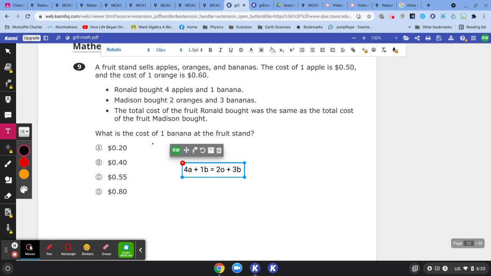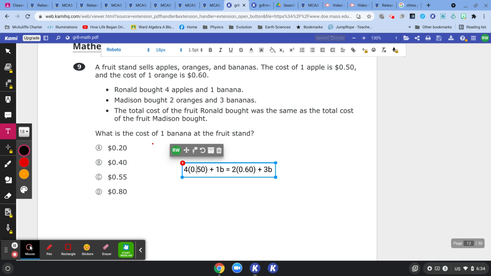Now I'm going to look at the information I've been given. I've been told what an apple costs, so instead of A, I can say 0.50. Instead of B, I need to find out. But instead of O for oranges, I can replace that with 0.60. Once again, we don't know bananas, but that's okay. We're going to be able to solve for B now that we know all this information.